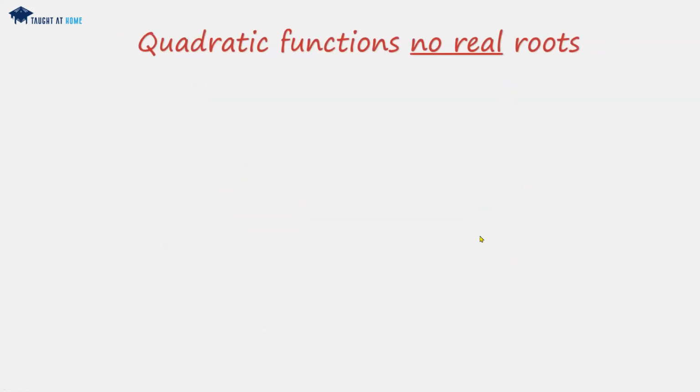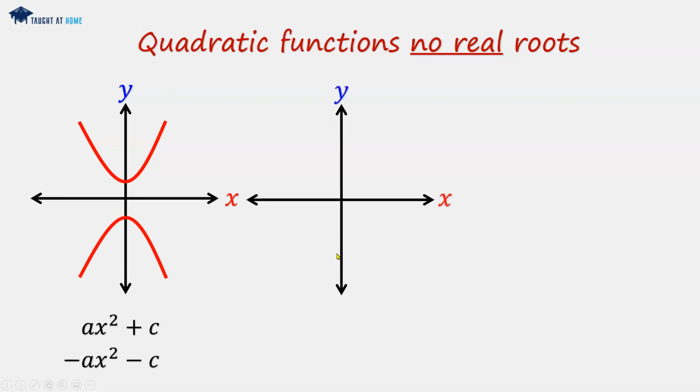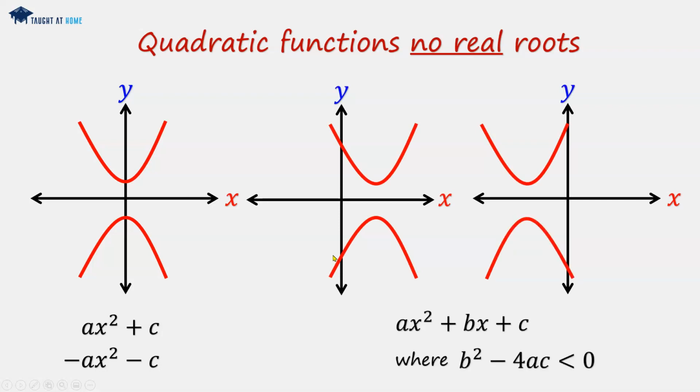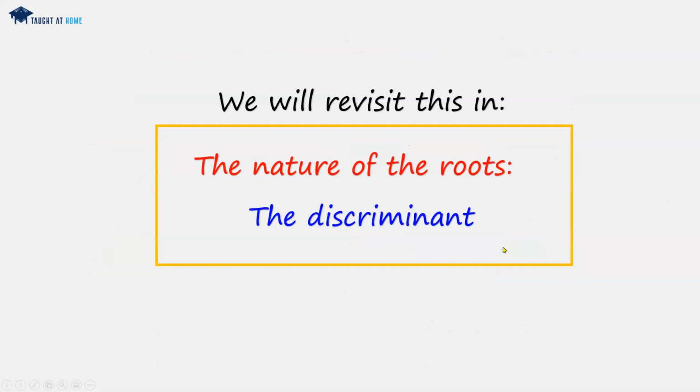We're going to have quadratic functions with no real roots. So these are quadratic functions that have complex solutions. So they don't cross the x-axis whatsoever. We will find more about this in the nature of the roots, the discriminant.